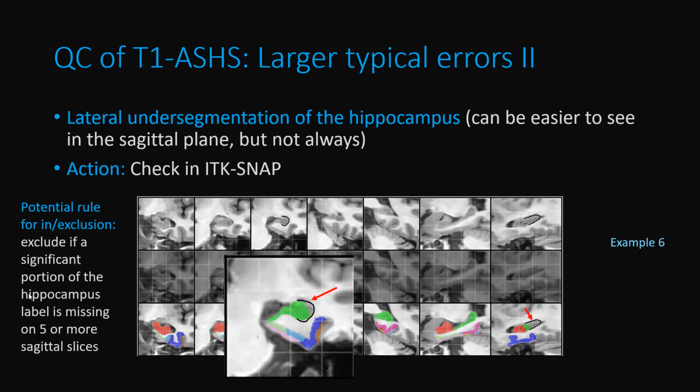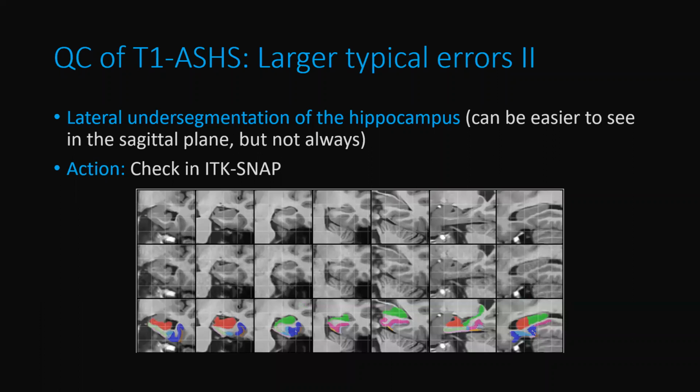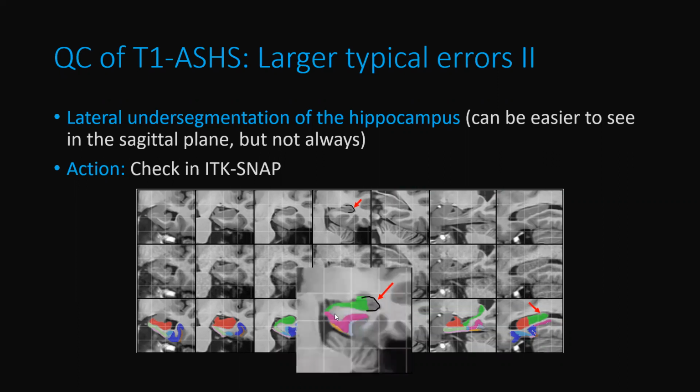So a potential rule for inner exclusion could be, in this kind of error, if a significant portion of the hippocampus label is missing on 5 or more sagittal slices. And that was the case for this example. So I would exclude or edit. So now I want to show you a second example of this kind of error. And here I would say it's quite obvious in the coronal plane. You can see like a huge chunk is missing.